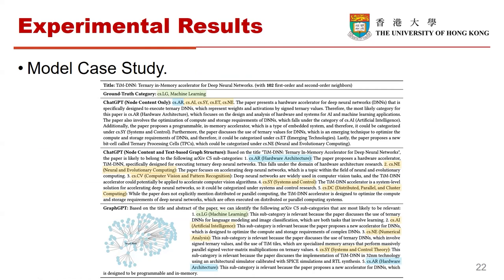There are three different classes to prompt the LLM. The first one is to prompt ChatGPT with only node content. The second category is to prompt ChatGPT with node content and text-based graph structures. And the third one is our GraphGPT. It can be observed that our GraphGPT achieved the best performance, with reasonable explanations.